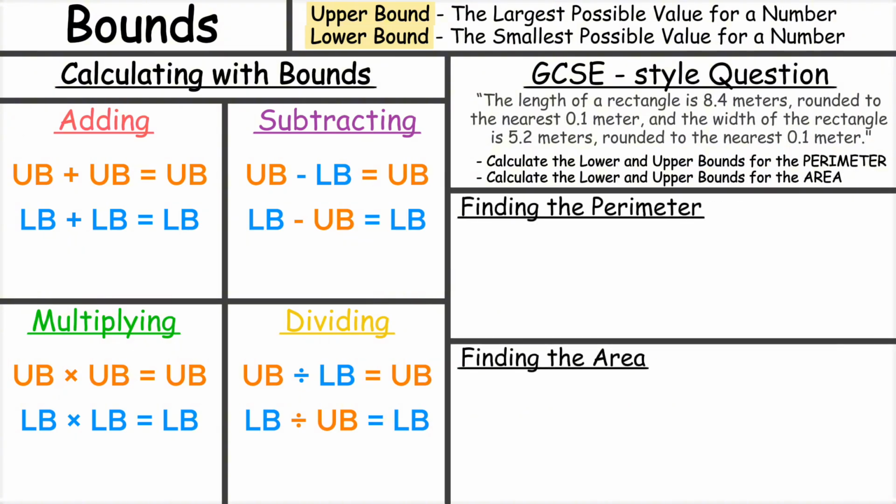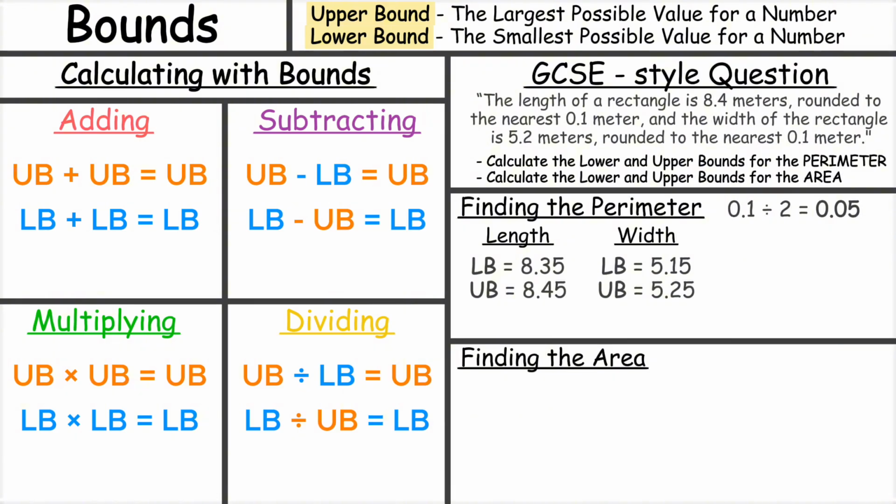To find the lower and upper bounds for the perimeter, start by finding the bounds for the length. Since the length is rounded to the nearest 0.1 meter, the lower bound is 8.35 and the upper bound is 8.45. Next, find the lower and upper bounds for the width. Since the width is also rounded to the nearest 0.1 meter, the lower bound is 5.15 and the upper bound is 5.25. Finally, to find the lower bound for the perimeter, add the lower bound of the width to the lower bound of the length and double the answer.